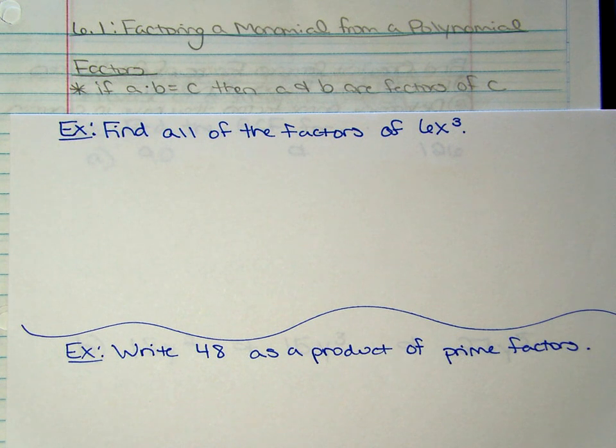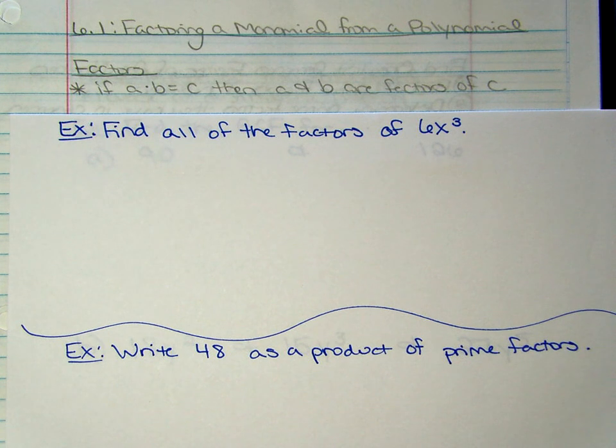And so before we can pull out the common factors, or the common monomial, what we have to do is understand what a factor is. So if you have A times B equals C, then the A and B part of that equation are the factors of C. It's what we can break C into. And so sometimes you're going to be asked to find all of the factors of a given term.